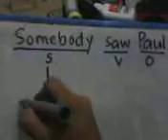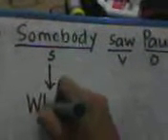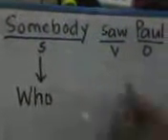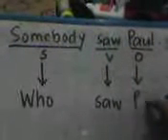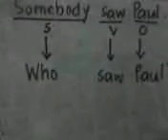So when we make a question, we're going to ask who the doer of this verb is. If we're looking for the subject, that somebody is the subject of the sentence, what we're going to do is just use who because it's somebody, and then copy the rest of your sentence. So it's "Who saw Paul?" And this is already your question, right? Because we're asking for the doer of the verb.